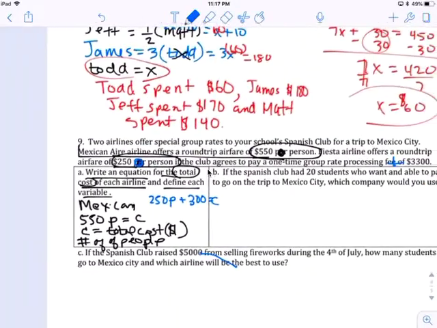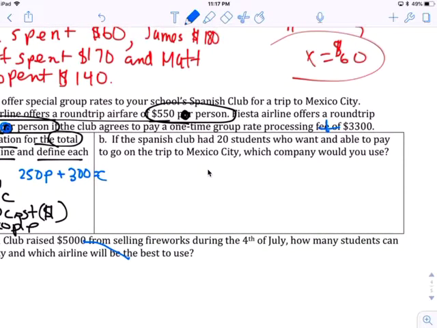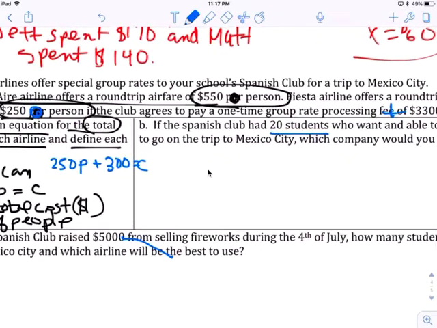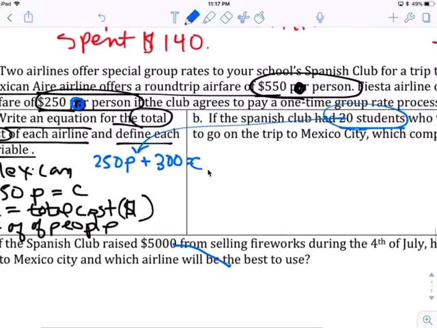If your club had 20 students who were able to go on a trip to Mexico City, which company would you choose? Okay, 20 students, the number of people. So let's do Mexican Air first.